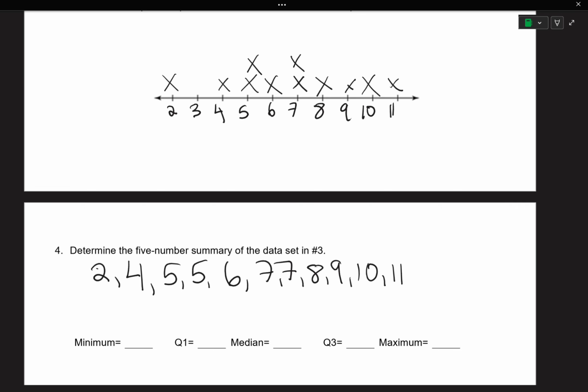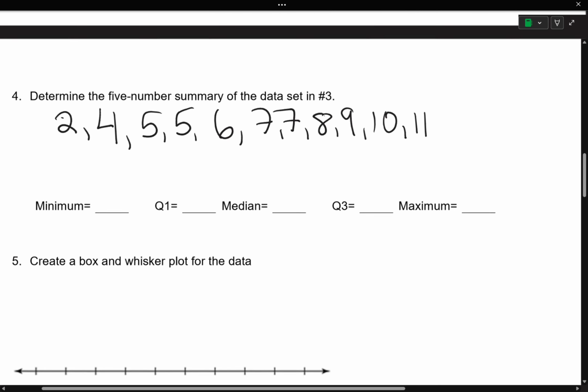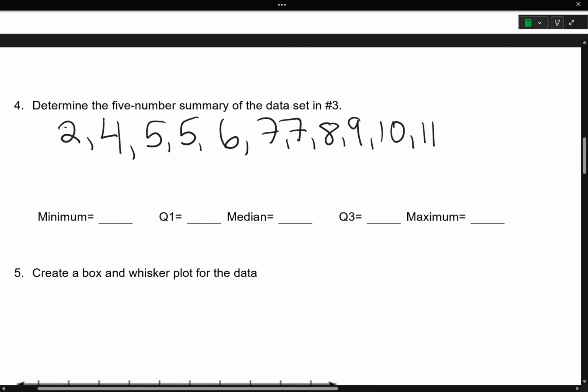Dot plots can be very useful to organizing our data. Personally, it's easier for me to organize it from the dot plot than the table. Okay, now let's do the 5-number summary. The minimum of our data is 2, and the maximum is 11. I like to start with those.